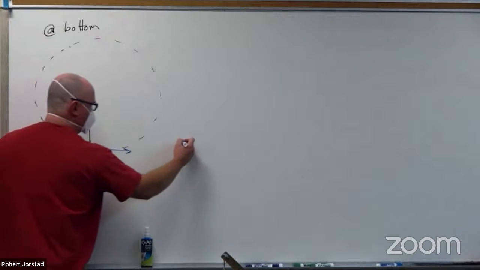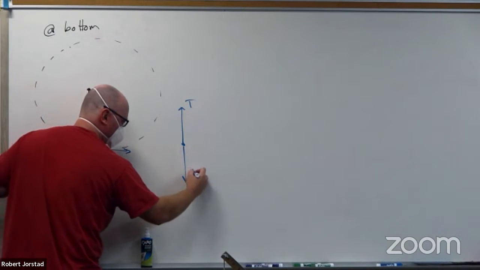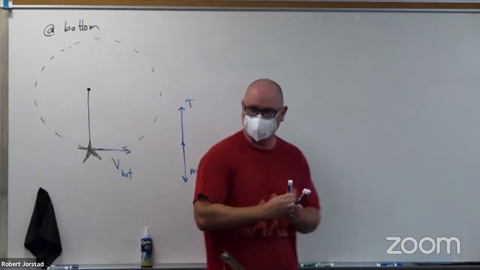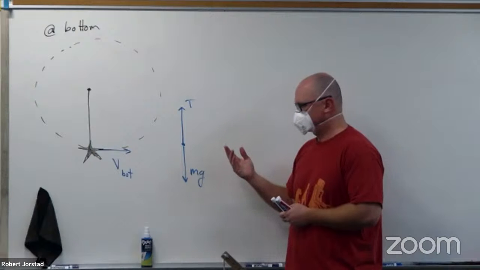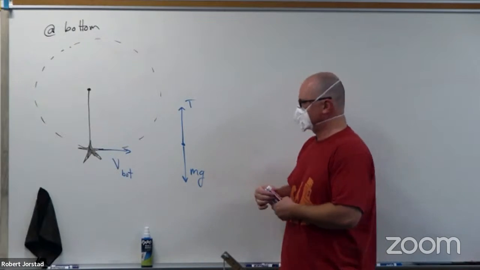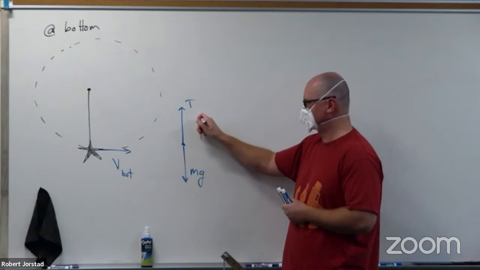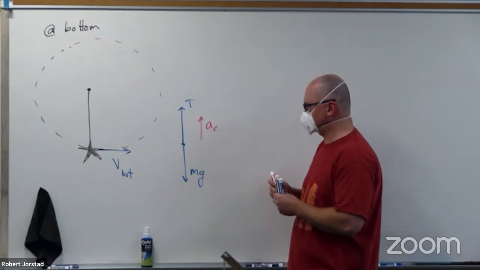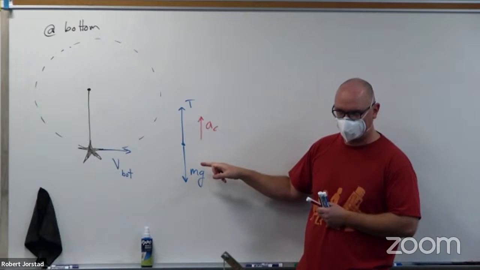But there's a force up, tension. There's a force down, mg. Are these two forces balanced? No. Tension should be bigger. Why? Which way is this thing accelerating? Upwards. Okay. Do you agree for this thing to accelerate upwards, the tension has to be bigger than mg?